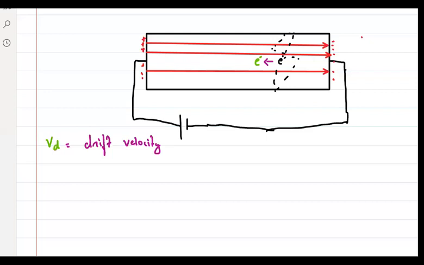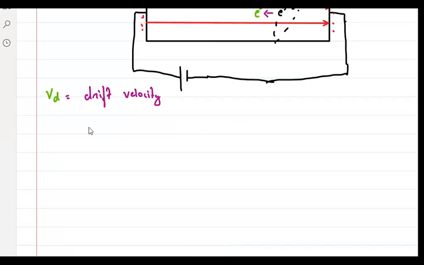Tell me. Everyone is getting this concept? Okay, very good. So all of you understood the concept of drift velocity.